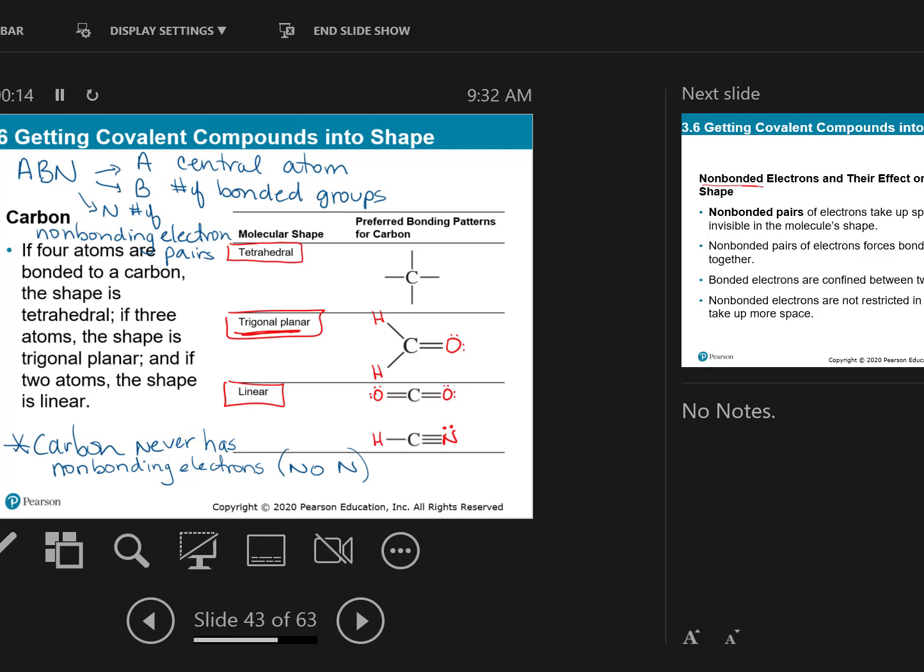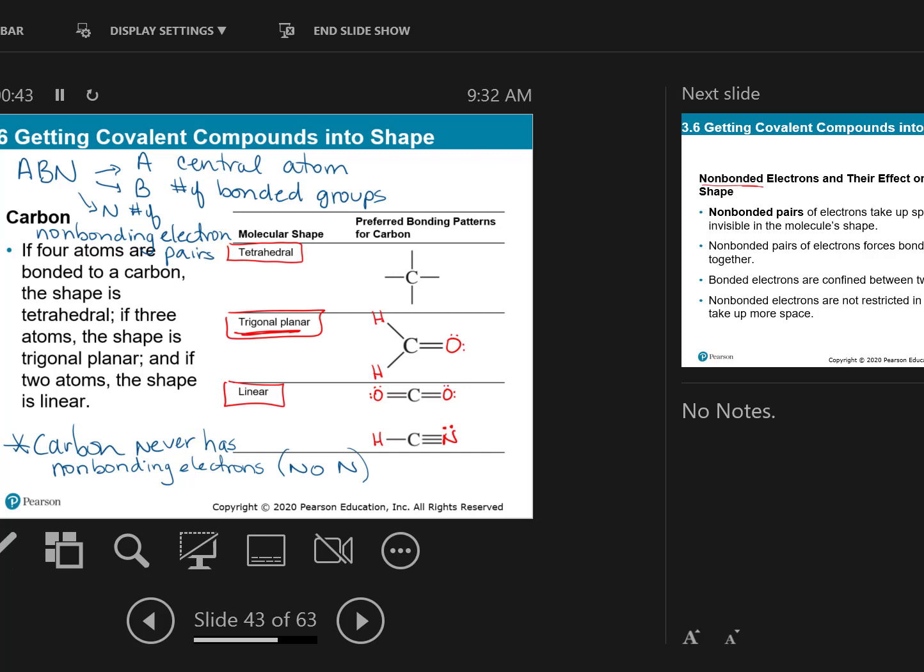So, things to remember. Carbon never has non-bonding electrons. Remember, it's got 4 valence electrons, so it never has non-bonding electrons. You can identify shape according to what they call the AB-N designation, which is just a general formula to figure out shape. It doesn't really matter what the other atoms connected to the carbon are.